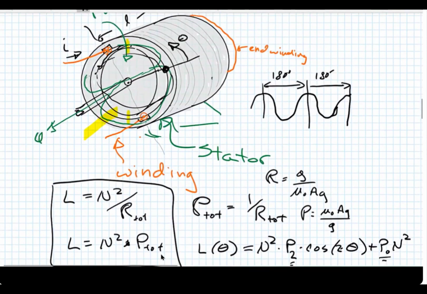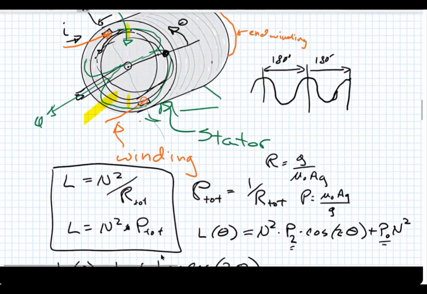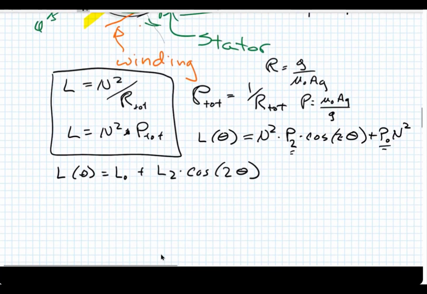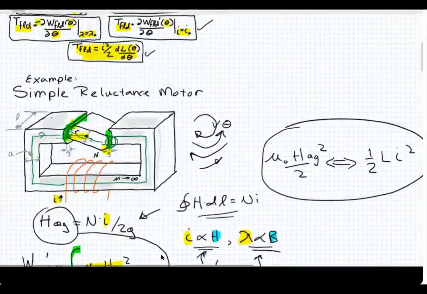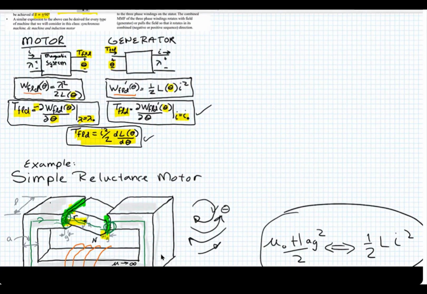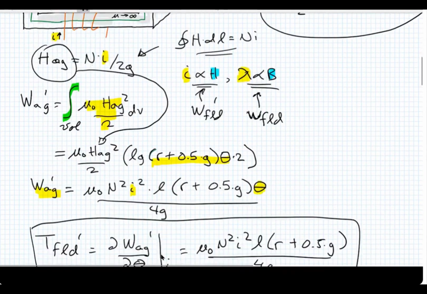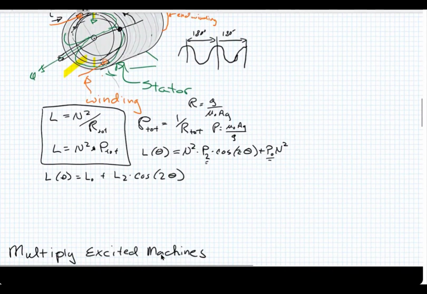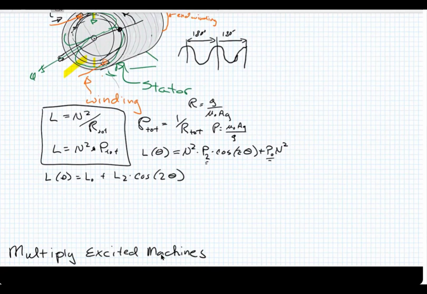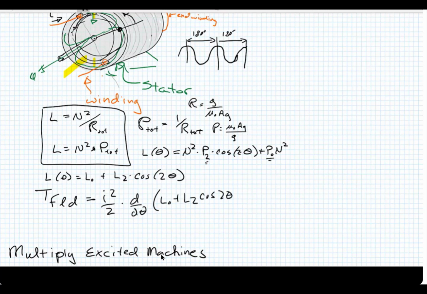And I've got a current I that I'm evaluating. Now since I have L and I have I, which of these expressions am I going to use to find the torque? Number 1, number 2, number 3. Right, you're going to use the third one. So you're going to take the derivative of that with respect to theta. So the torque, quite simply, is going to be equal to I squared over 2 times the derivative with respect to theta of L naught plus L2 cosine 2 theta.